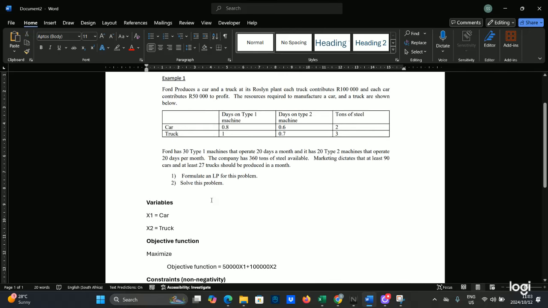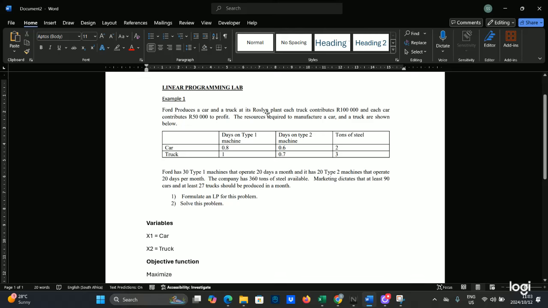Now our constraint. If you further read the statement, they're saying the resources required to manufacture a car and a truck are shown below. This information is represented for the type 1 machine, the type 2 machine, and the tons of steel. If you look at the car, a car to be manufactured requires 0.8 days, and a truck requires 1 day on the type 1 machine. Here they're saying Ford has type 1 machines that operate 20 days a month. So now you formulate your first constraint.